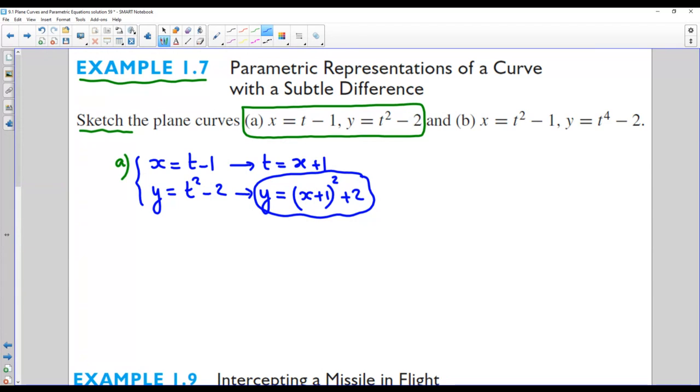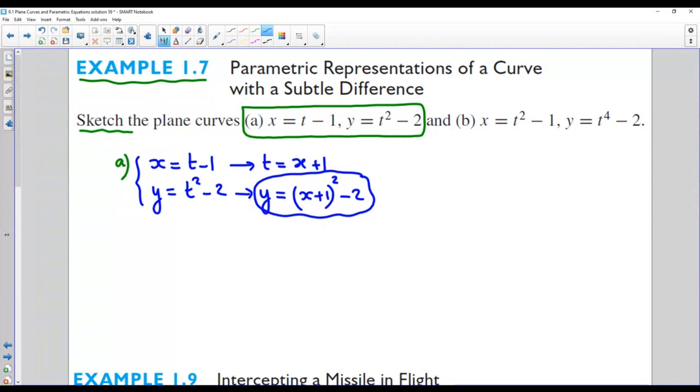Now, can you recognize this? What is -2? Yes, thank you. Can you recognize what this curve is? This equation, does it ring a bell? Do you remember what sort of equation that would be? What sort of graph you will get from this equation? It's a parabola, yes.